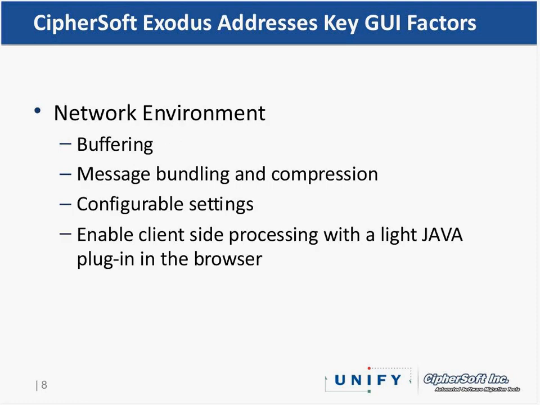The CypherSoft solution has many features for minimizing the network traffic. And at a basic level, Exodus does buffering, message bundling, and compression. I talk about these things because that's often what customers ask: now that this is going to Java and more web-based, how's the performance going to be impacted? And what's nice is we address these things like buffering, message bundling, and compression, and these can be configured as well to make sure the network traffic and response time are optimized.